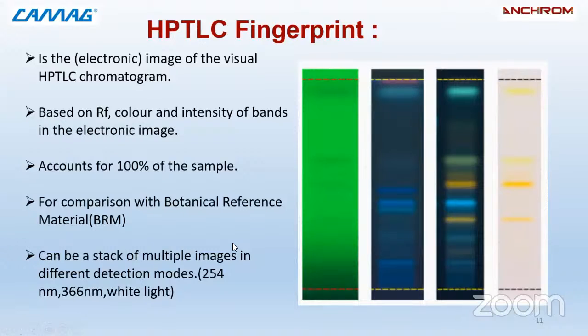That means you are supposed to use an authentic sample, or you can collect the sample from the field, or you can collect it from the market, but get it authenticated from a recognized botanical institute, and that you can use as botanical reference material, so that you will have an idea what is the authentic fingerprint. And if you have many other samples which are collected from the market or many geographical locations, you can see the difference or the variation in the results, whether it is the same or it is showing some different pattern.